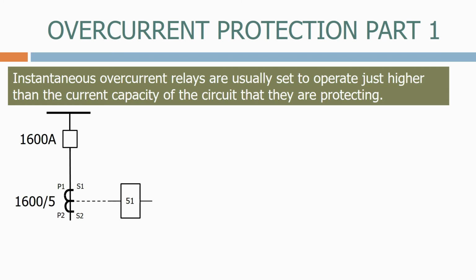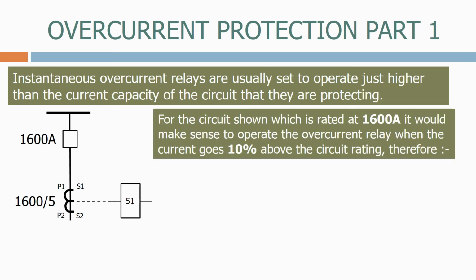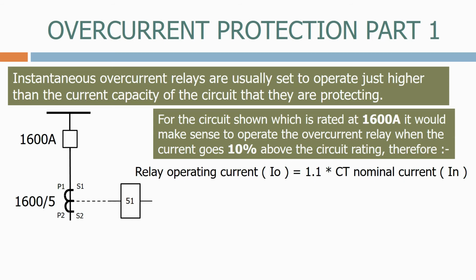Here we have a typical feeder with a circuit breaker rated at 1600 amps and a 1600 to 5 CT. As usual, P1 faces the circuit breaker. For the circuit shown, which is rated at 1600 amps, it would make sense to operate the overcurrent relay when the current goes 10% above the circuit rating. Therefore, relay operating current I0 equals 1.1 times the CT nominal current IN. This equals 1.1 times 1600 amps, which is the CT nominal current, equals 1760 amps on the primary side.